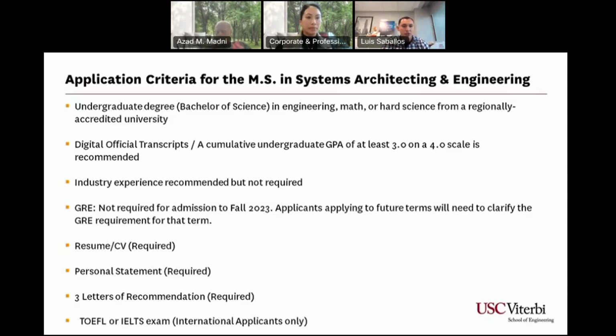So obviously, enter your digital official transcript, making sure you have a cumulative undergraduate GPA of at least a 3.0 on our 4.0 scale. And as we mentioned, this degree is geared for working professionals, but full-time students are also available. Industry experience is recommended, but not required. This year for 2023, the GRE is being waived, so it's not required. So it is a great time to apply, especially for those of you that didn't want to do a GRE, but in future years, it might be required.